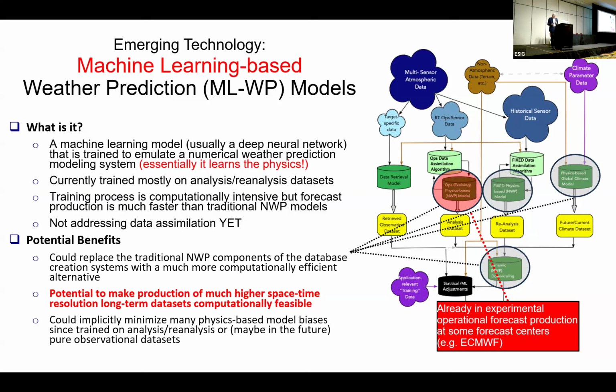And the advantage is, although the training time is long, the actual production of the forecast can be very fast, much faster than the physics-based models. And that opens the possibility that we can run at very high resolution for some of these data sets, where there was a constraint on how high a resolution you could run a model to create a reanalysis data set or an analysis data set or a secondary NWP. It might be able to go a lot faster.